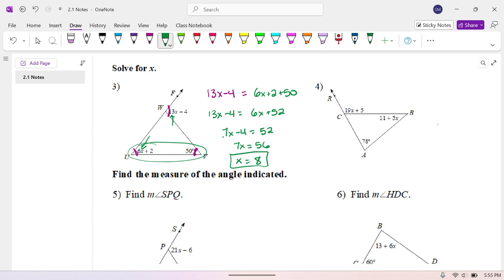And I will post the full key in Canvas in the new module. All right, and that's it.